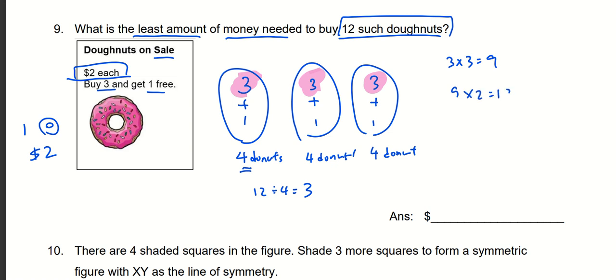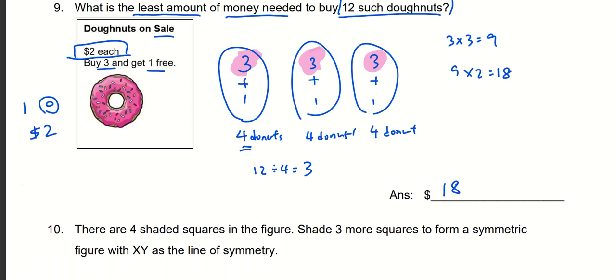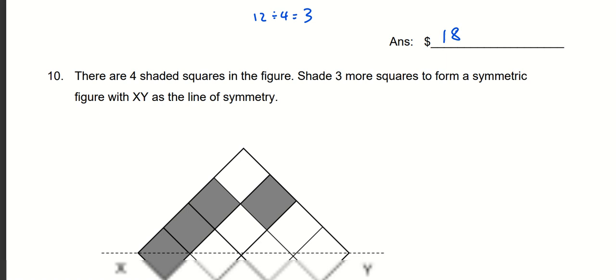9 times 2 gives you $18. That's the least amount that you need to spend to get 12 of these donuts, rather than you pay 12 times 2, 24, right? Because there are 3 that came in free.